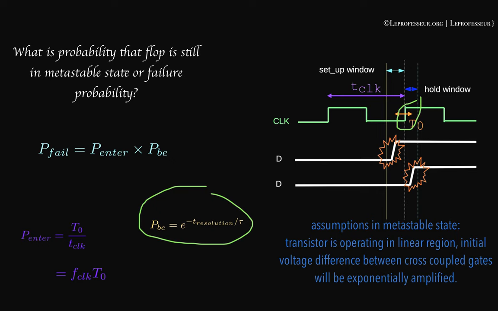Now, these parameters can be estimated by SPICE simulation. So if you want to, you can go ahead, do a SPICE simulation and estimate these parameters. Nevertheless, the idea of the lecture is to conceptualize the concept behind metastability. So if we multiply these two terms, we get the equation for the probability of failure, which is clock period multiplied by T0 multiplied by e to the power minus T resolution divided by tau. Great.